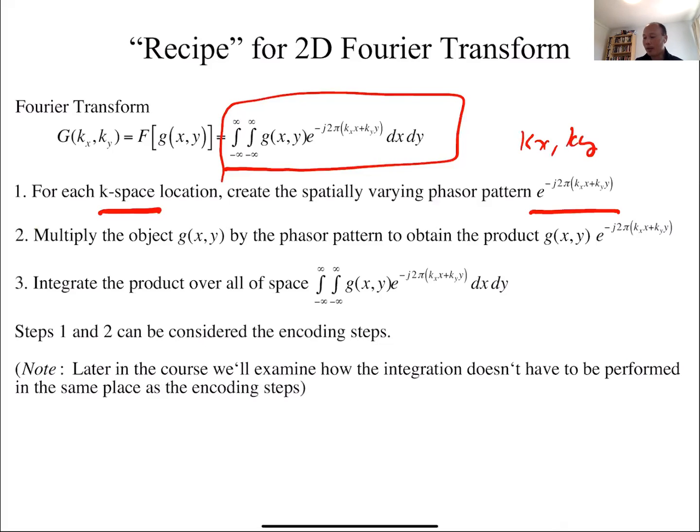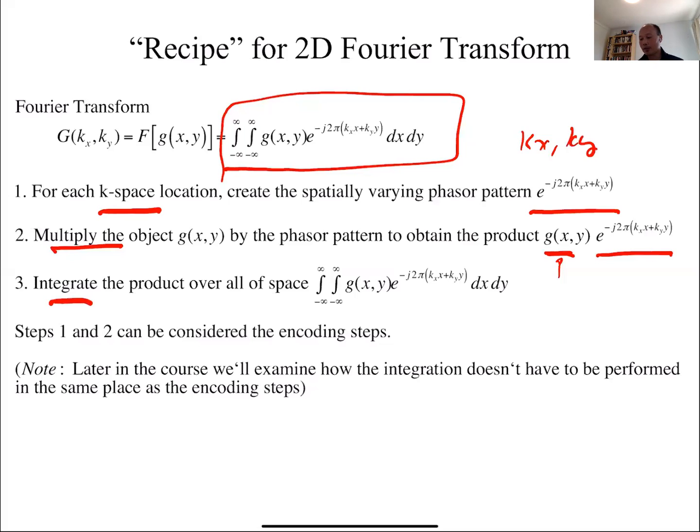We next want to multiply the object, g of x, y, times that. That's just done for us by the physics, by the fact that where there are 0 spins, g of x, y is just 0, so that product would just be 0. Where there are more spins, there will be more magnetization, so that will just increase. So that multiplication is just done for us. And then the integration over all of space is done for us by the RF coil receiving the magnetization from all the spins within a volume.